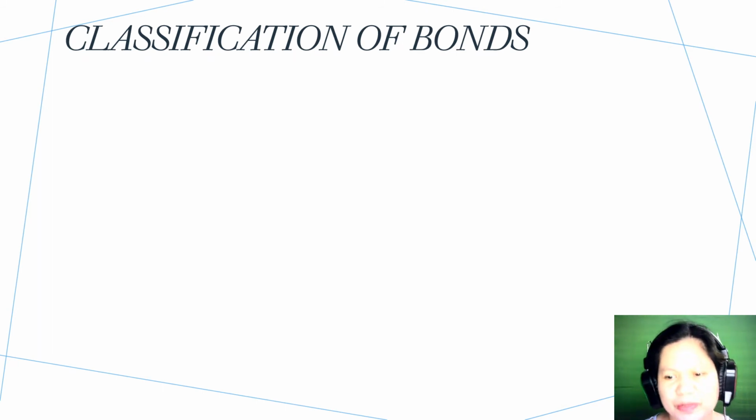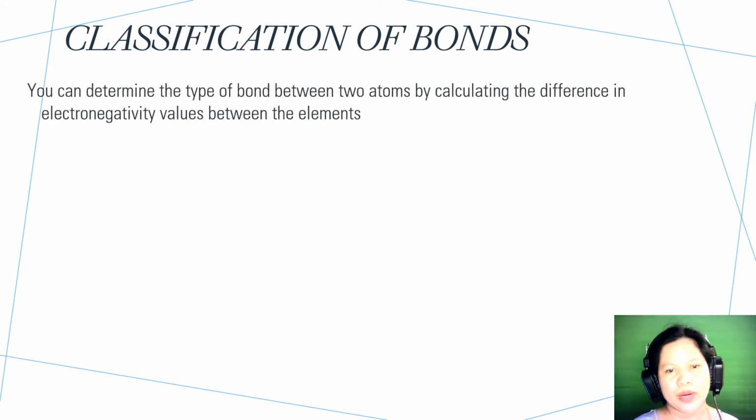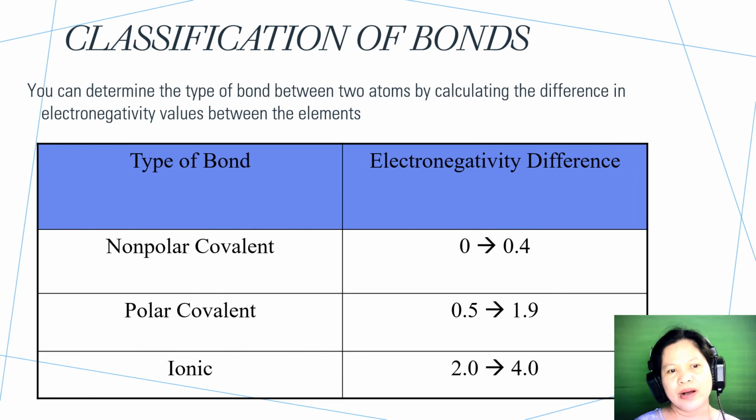So, classification of bonds, as I have mentioned, whether they follow non-polar, polar, or ionic, based on the electronegativity difference. Pag non-polar siya, from 0 to 0.4. Polar covalent, from 0.5 to 1.9. Pag ionic, 2.0 to 4.0 and above. So, yun yung ating classification.